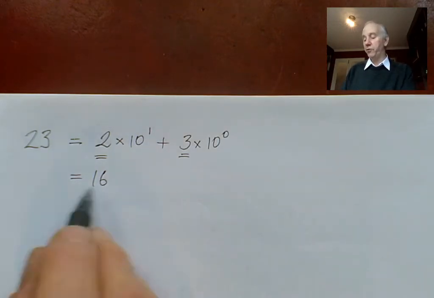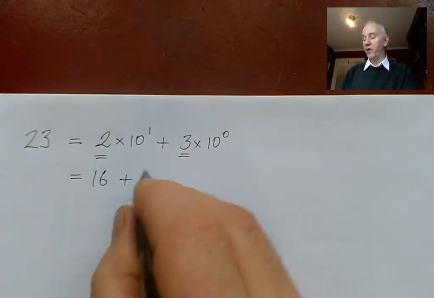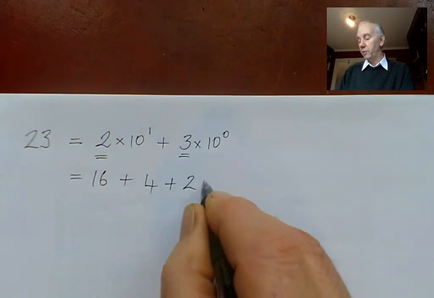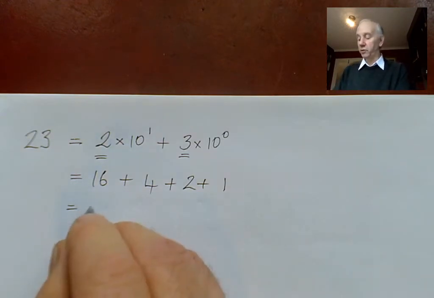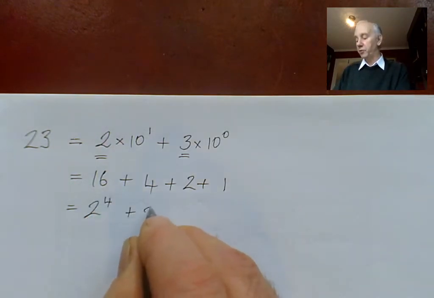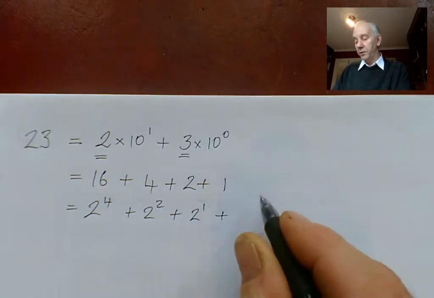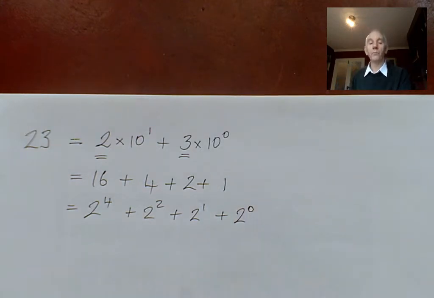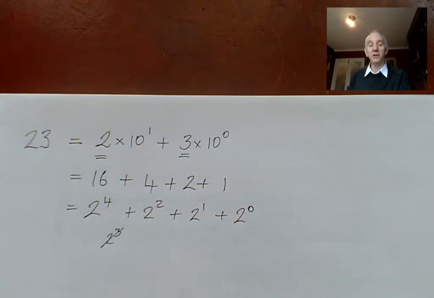The difference between 16 and 23 is 7. 7 is 4 plus 2 plus 1 unit. So written out in terms of powers of 2, that's 2 to the power 4 plus 2 squared plus 2 to the power 1 plus a unit, which is 2 to the power 0. I haven't put all the powers. There would be 2 to the power 3 here, but of course that's missing. So the coefficient of that is 0, and the coefficient of all these others is just 1.